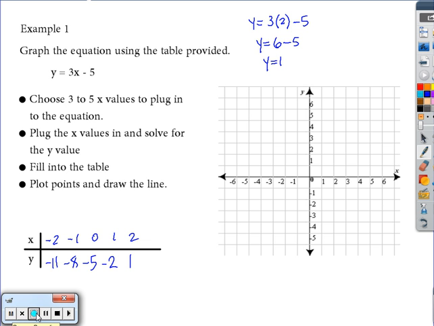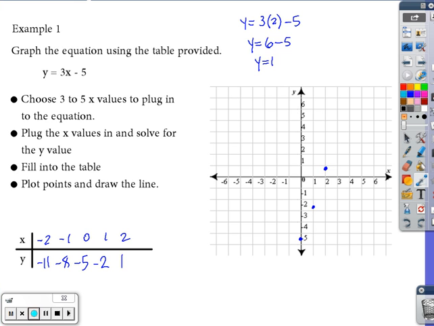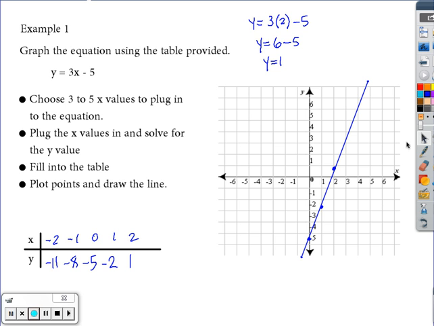Once I have all my points in the table, I go ahead and plot those points. If you have points that end up falling off of your grid, then that's okay. Plot the ones that you're able to. That'll be my motto here. So 0, negative 5, 1, negative 2, 2, 1. Once you have sufficient points, you go ahead and connect the dots. So you draw your line. The only suggestion that I make is that you extend that line the whole way across the graph. More times than not, I see students that do not extend their line the whole way across the coordinate plane, and that's what we need to do.